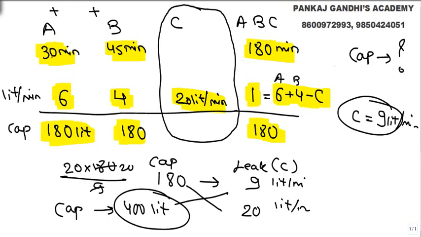We skip the actual one. 30 minutes, 45 minutes, 180 minutes. We assume capacity 180. If capacity is 180, A per minute 6, B per minute 4. A, B, C together in 180 minutes, 180, so per minute 1. A fills 6, B fills 4, minus C, so we get C as 9. If capacity is 180, C per minute is 9. But actual C is 20 liters per minute. So what is the capacity? Answer is 400.